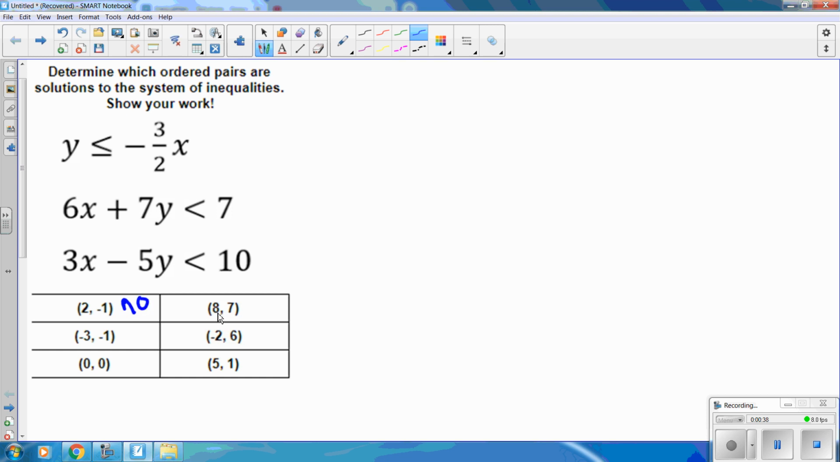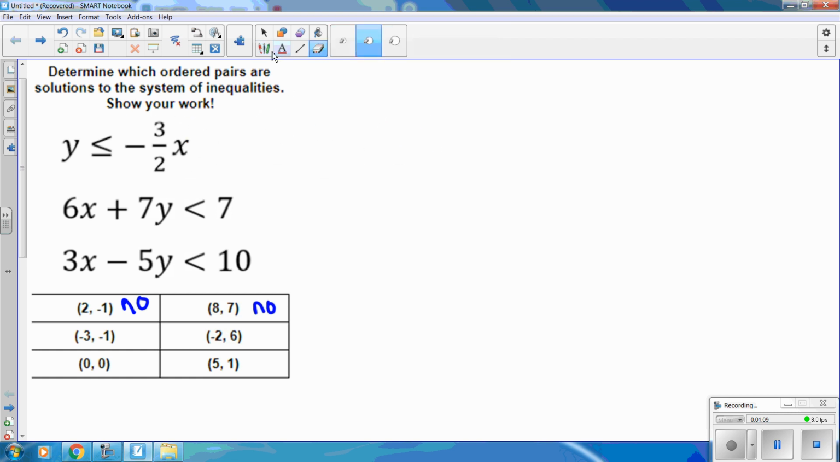Okay, we're going to check 8, 7. We're going to plug in 7 for the y, and then we're going to plug in 8 for the x. 8 times negative 3 is negative 24, divided by 2 is negative 12. 7 is not less than negative 12. It's actually greater. So this ordered pair doesn't work for the first inequality. Therefore, it's not going to be a solution to the system because it has to work for all three.